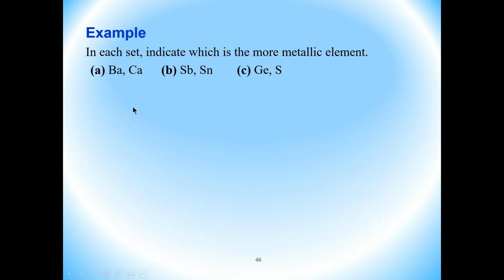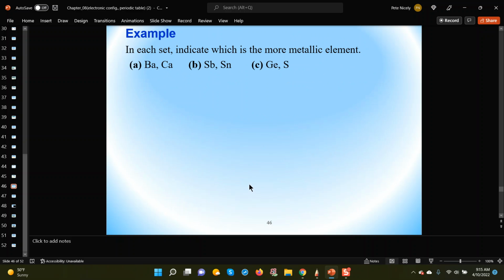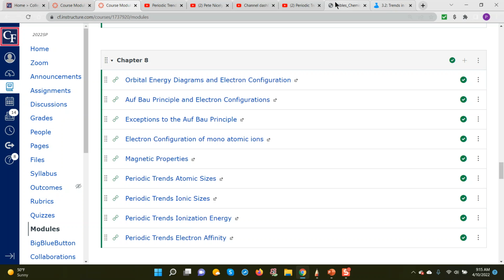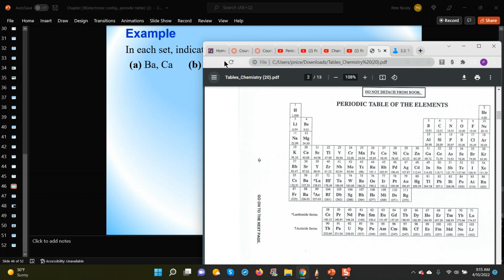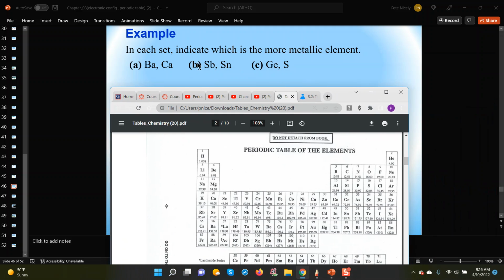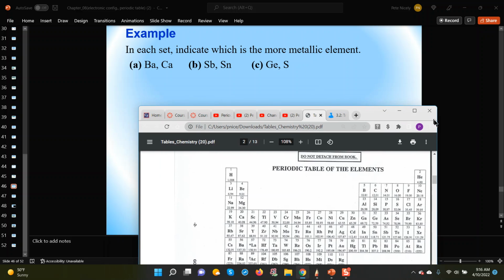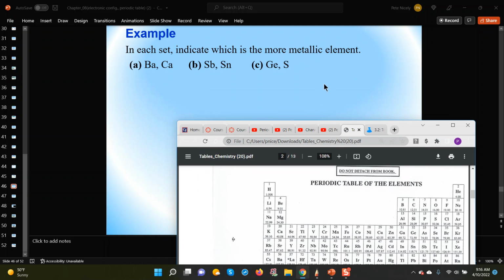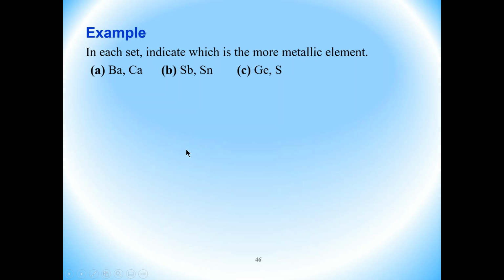Okay, so let's look at this example here. And again, in order for us to answer questions like these, we need a copy of the periodic table close by. So let me bring it up. Okay, here it is. This question says, in each set, indicate which is the more metallic element. So the first pair here is barium and calcium. Barium is in the same group as calcium, but below it, right? So therefore, going down, the metallic character increases. So barium would be a more metallic element compared to calcium.